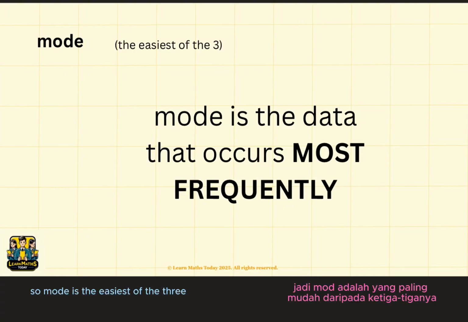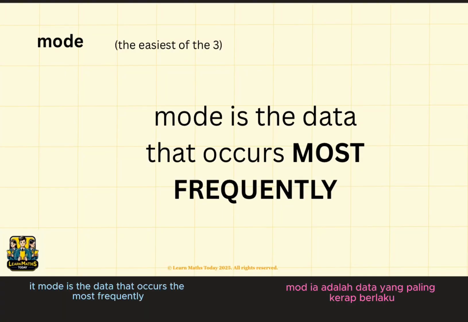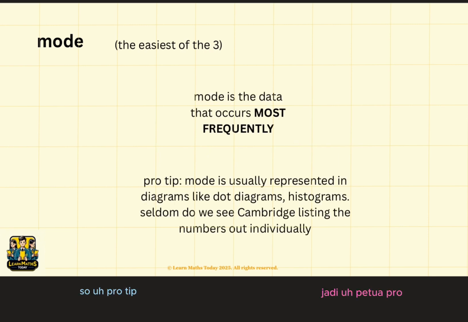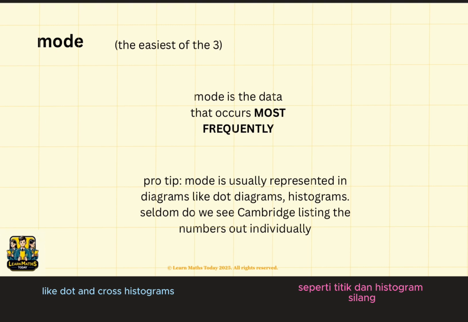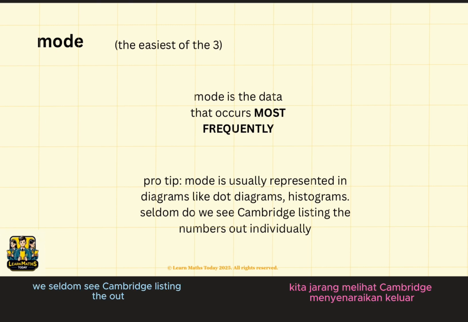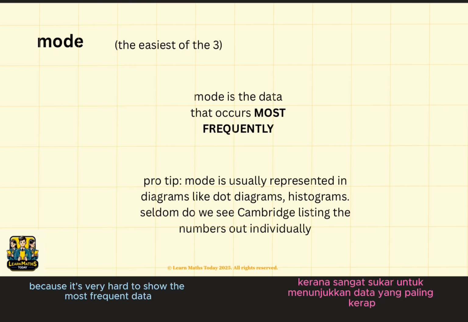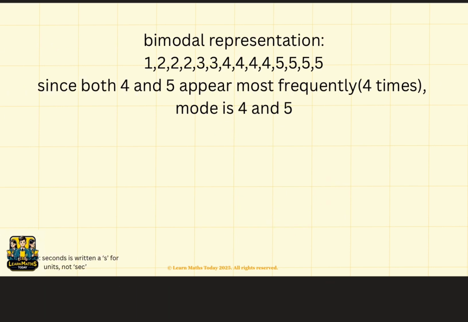So mode is the easiest of the three. Mode is the data that occurs the most frequently. So pro tip, mode is usually represented in diagrams like dot and cross histograms. We seldom see Cambridge listing the numbers out individually because it's very hard to show the most frequent data if you're going to list them out.